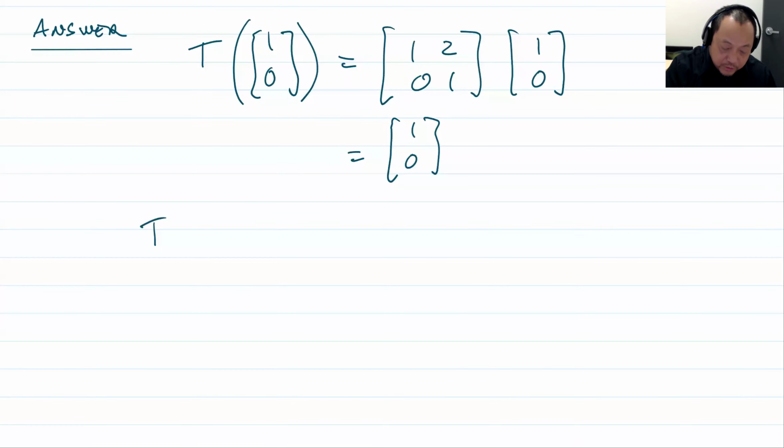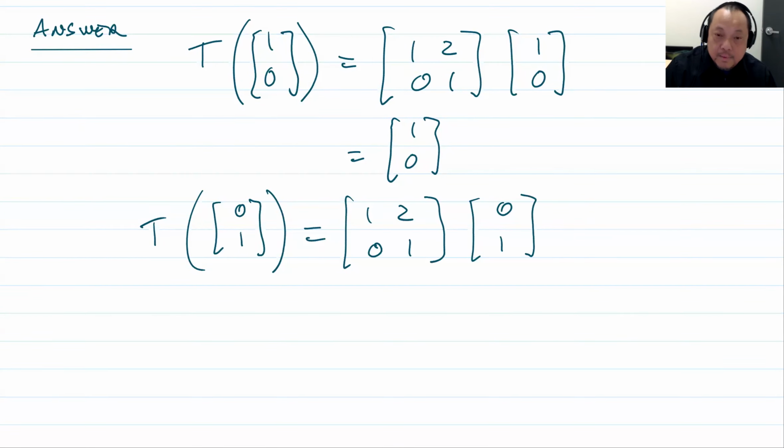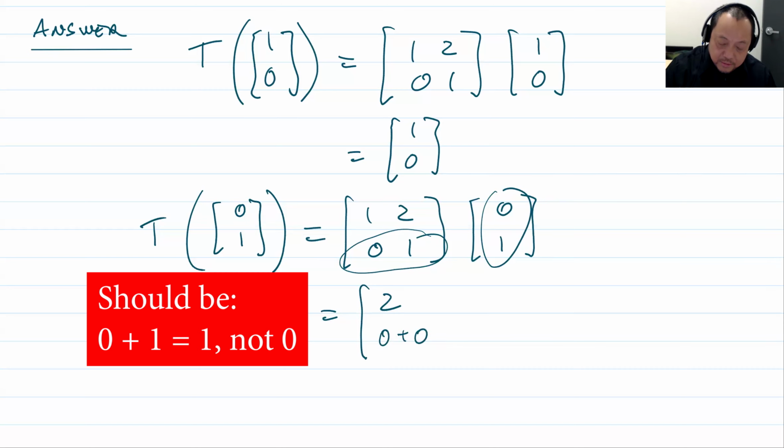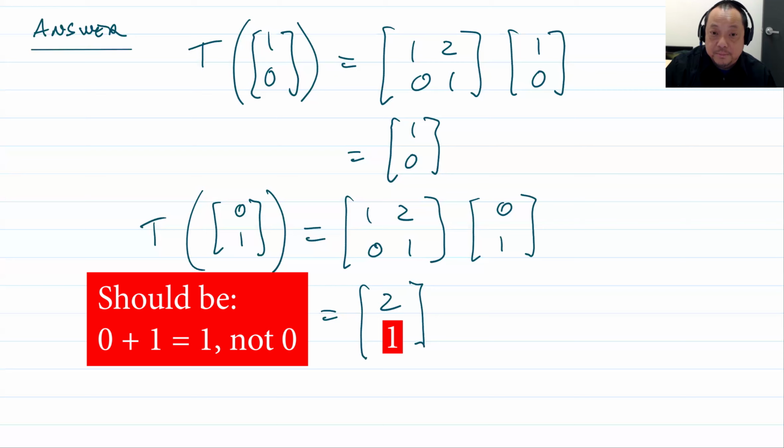The transformation of the unit vector along the y-axis is, and I multiply this out, I should get 0 plus 2 is 2. And in the second position, 0 plus 0 is 0.